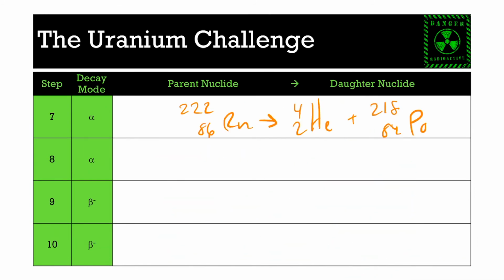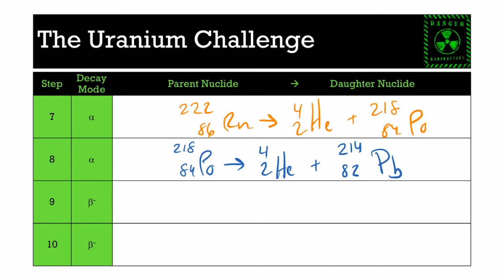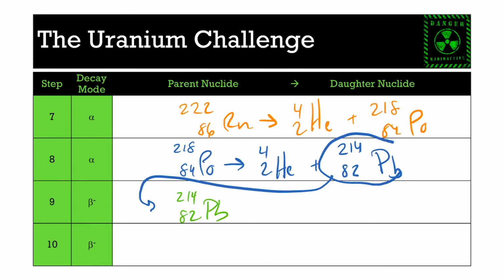So now, polonium-218, 84, is our next starting material. It's going through alpha decay. And so we're left with 214 and 82. And that is lead. Now this becomes the starting material for step number 9. So we get this. Now lead-214 goes through beta decay.